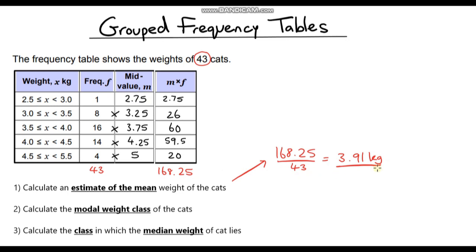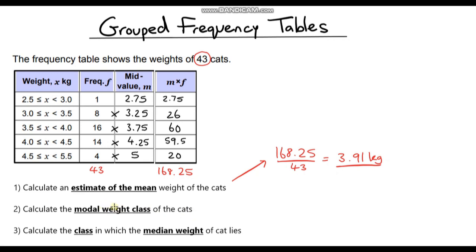Now you should always do a dummy check with your answer just to make sure that it does make sense. The mean should be between the lowest and highest values. The lowest value we used was 2.75 kilograms and the highest value we used was 5 kilograms, and you can see that 3.91 does sit somewhere in the middle, so you should be quite confident if you did get that answer.